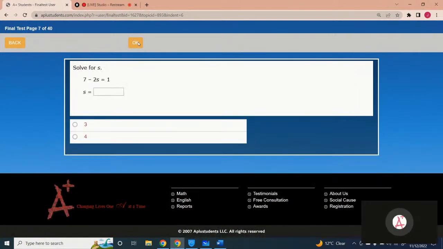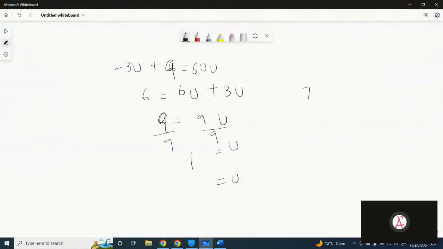Okay, 7 minus 2s equals 1. Move that 7 to the other side, it would be negative 2s equals 1 minus 7. 1 minus 7 is negative 6. So both the signs can cancel out each other. Got it?